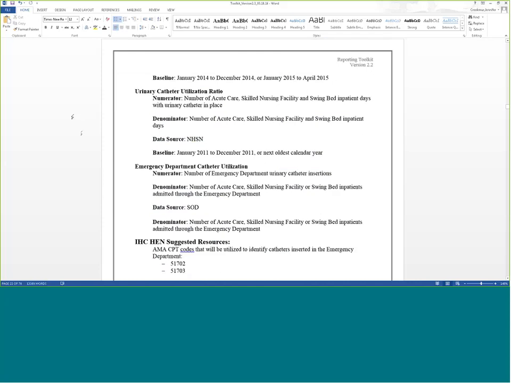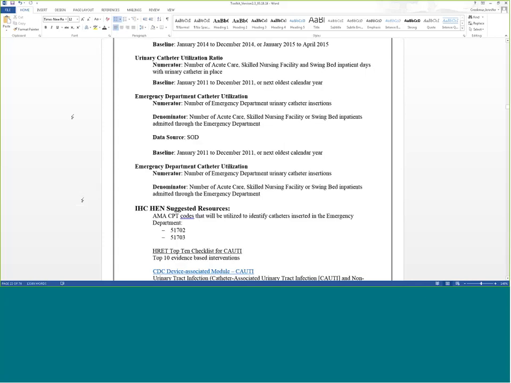And the last one, number of emergency department urinary catheter insertions. The denominator: number of acute care, skilled nursing facility, or swing bed inpatients admitted through the emergency department. This information comes from IPOP data or claims data.